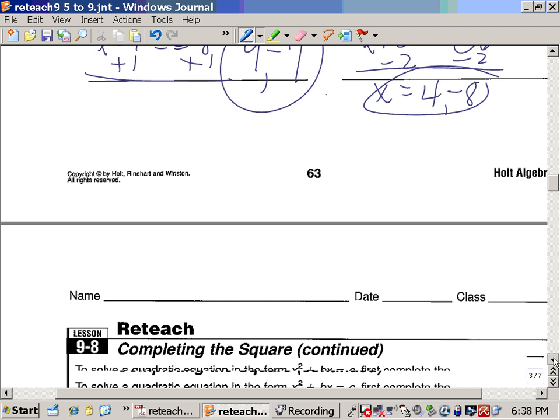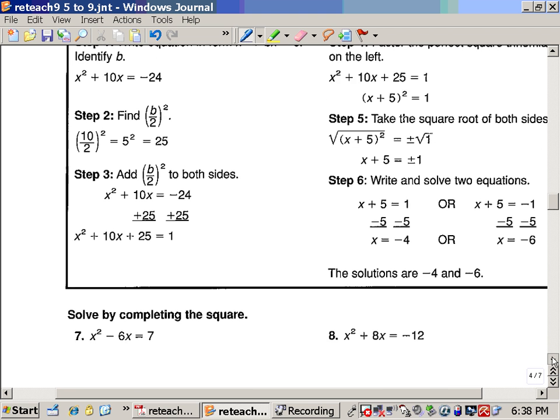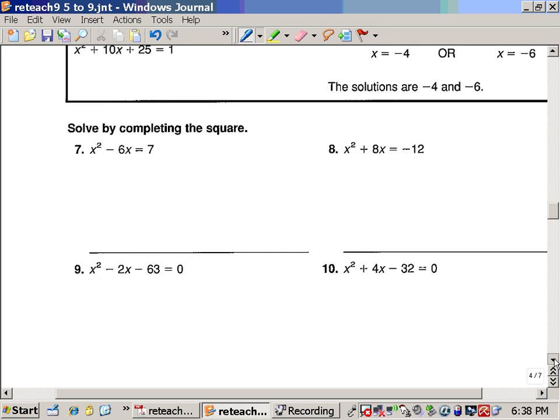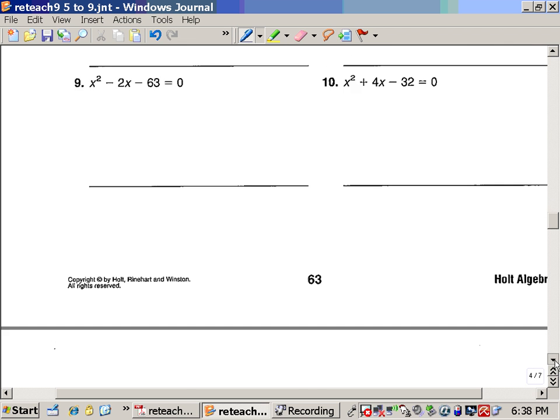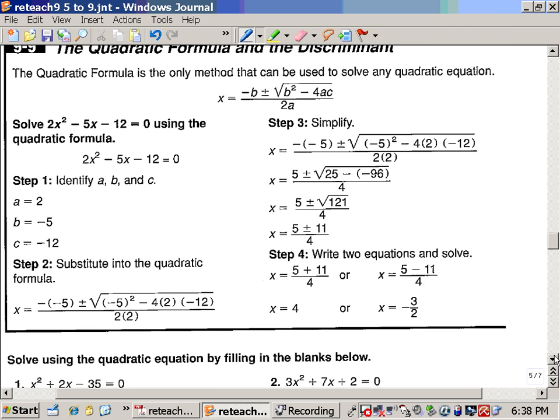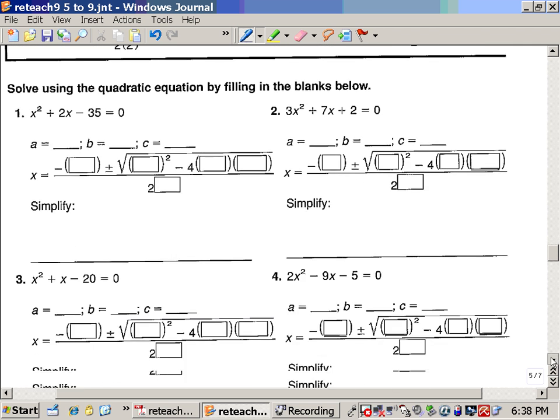Okay, the next thing we're going to do is another page of completing the square. Uh-oh, guess what? I put that one in there twice. We're done with that one. Yay. Go to the next page, which is going to be quadratic formula and the discriminant. Here's an example if you need it. We are going to go on to number 1.